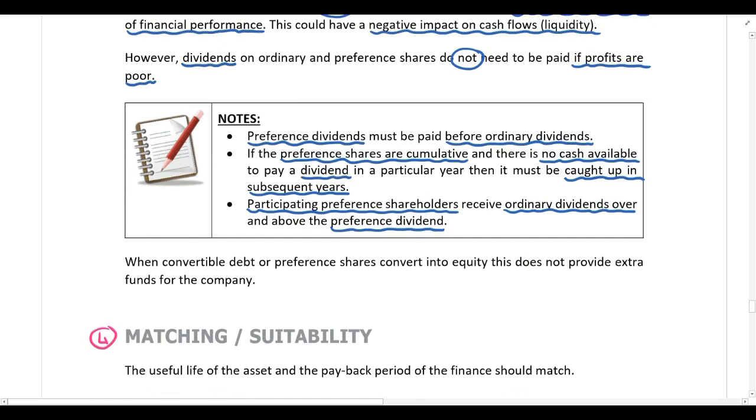Then, where we have convertible debt or preference shares, and they convert into equity, that does not provide extra funds for the company. So when the company first issues the convertible debt or the convertible preference shares, that will result in a cash inflow to the company. However, when they convert into ordinary shares, that doesn't raise any new finance for the company. So there's no further cash inflow. They only get the cash inflow once when they first issue the convertible debt or preference shares.